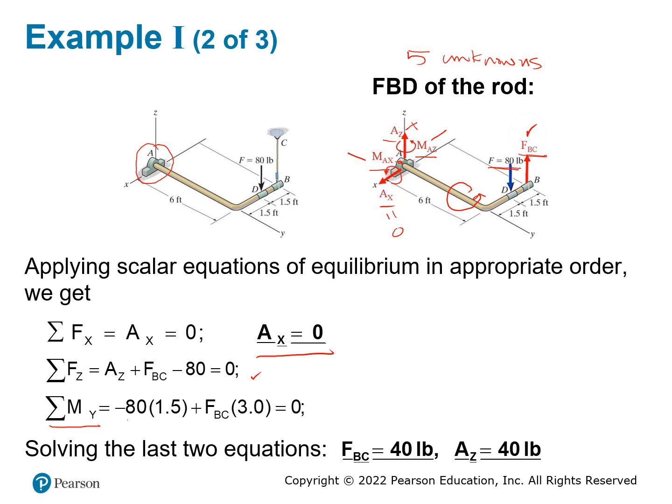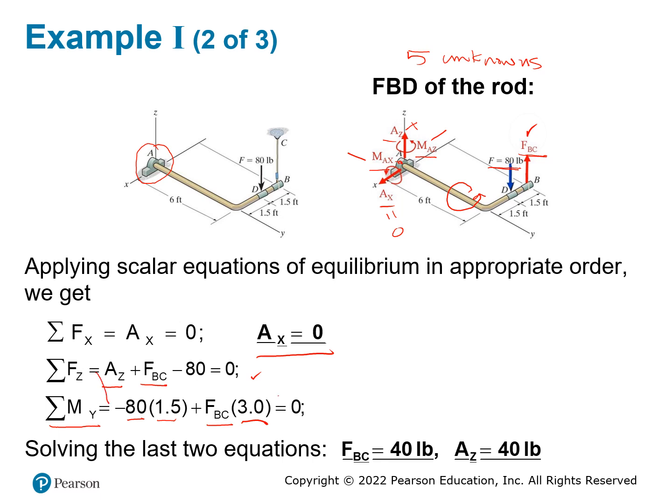That's why we put AD here, we have FBC here, then we look at the distances. One is 1.5, the other one is 3. Then you can solve the problem. Can we solve the problem? Let's look at that. We have A sub z, we have FBC, and that's only 2 unknowns, and we have 2 equations.